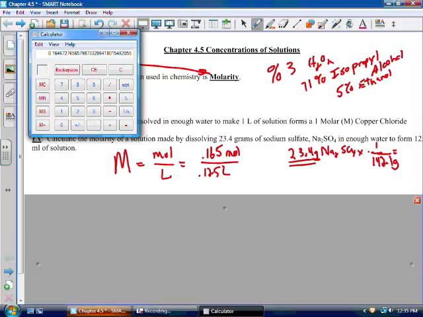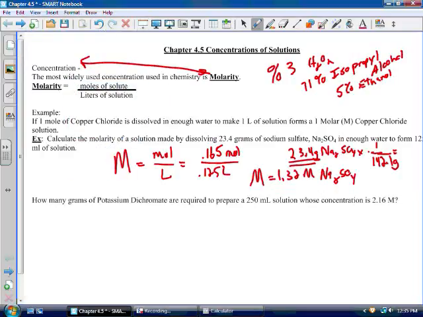Now, to figure out the molarity, what I need to do next is take the numbers I'm given, 0.165 moles divided by my volume, 0.125 liters, and I get a molarity of 1.32. So we say we have a 1.32 molar sodium sulfate solution.